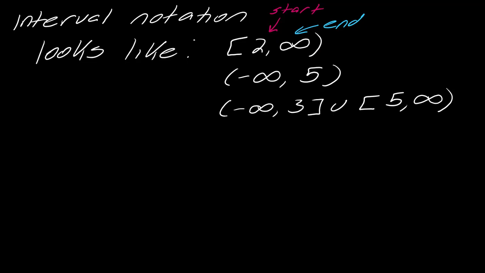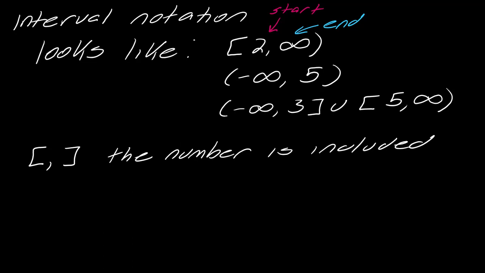Brackets that use a square bracket like this mean the number is included. Or if you're talking about this in terms of inequalities, which is where we usually use interval notation, this usually is used for the less than or equal to sign or the greater than or equal to sign, because that tells you the number or the endpoint is included.